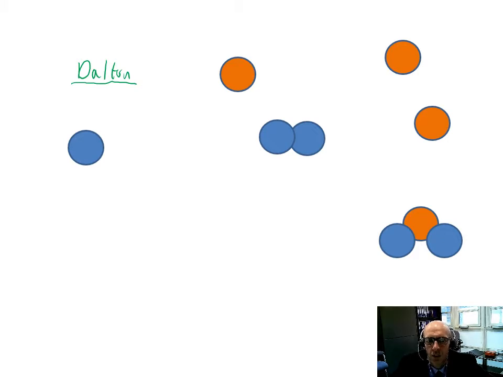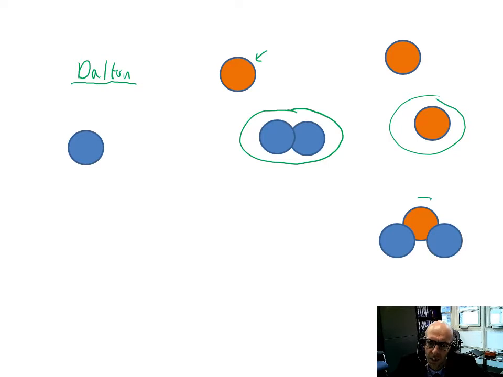This orange one I'm just using to show that some particles are different than others. And in chemistry, what actually happens is sometimes the atoms join together. Why that happens, we'll be getting onto. Sometimes atoms go round on their own, and sometimes atoms of different chemicals join together like this.